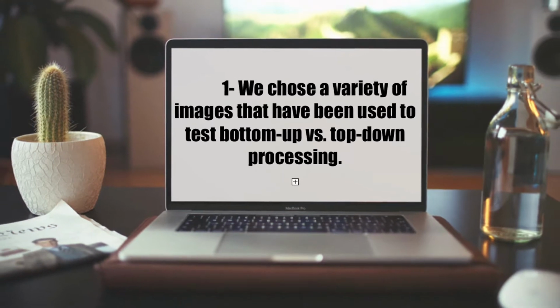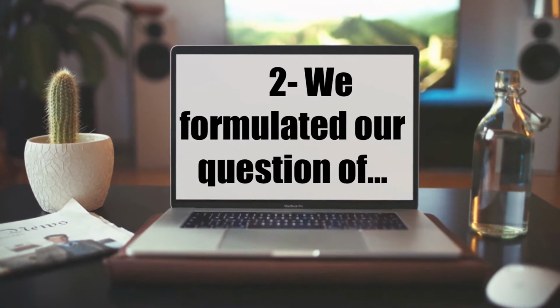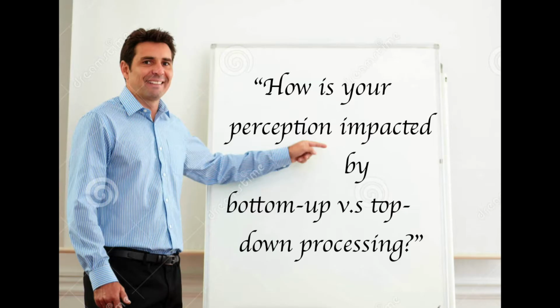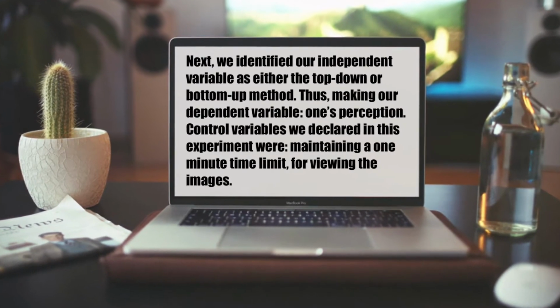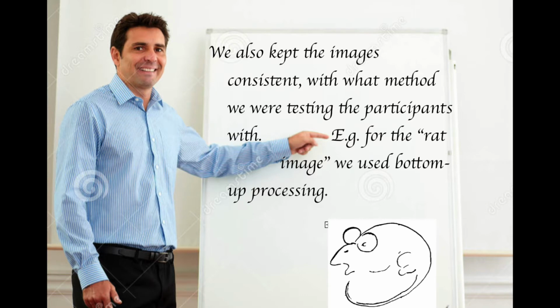First, we chose a variety of images that have been used to test bottom-up and top-down processing. Then we formulated our question of how is perception impacted by bottom-up versus top-down processing? Next, we identified an independent variable as the top-down and bottom-up method. We kept all the images consistent with what method we were testing. For example, the rat image would be used for bottom-up processing.